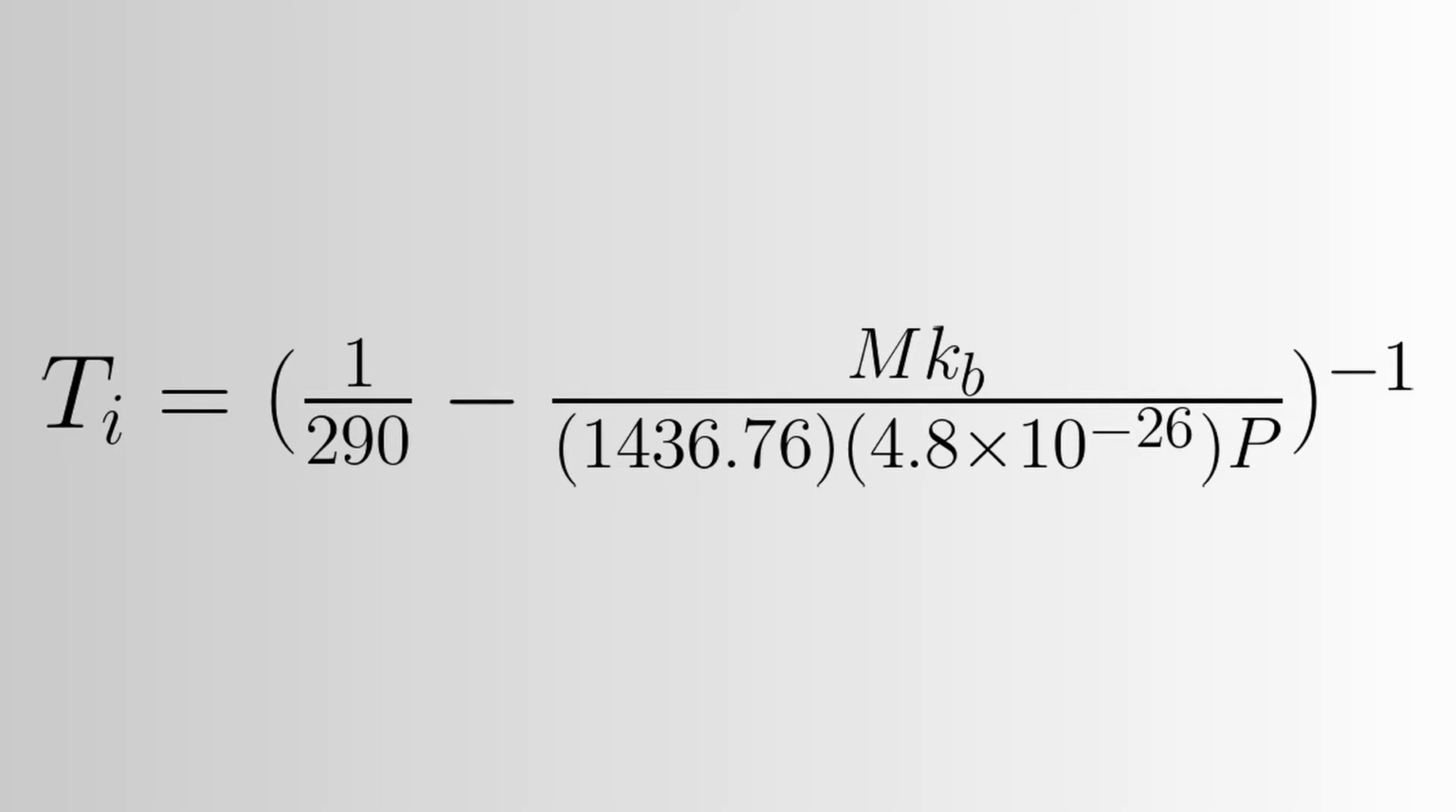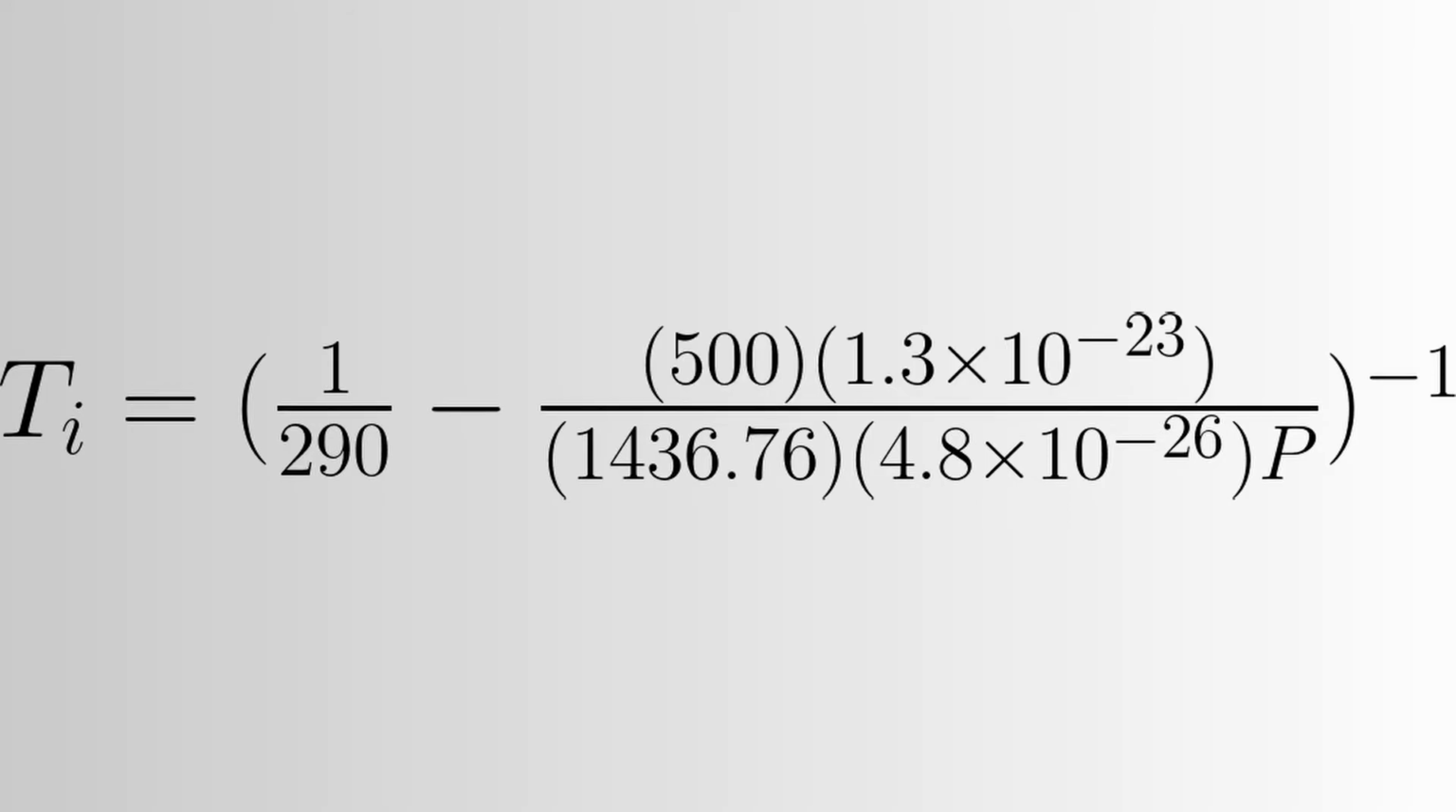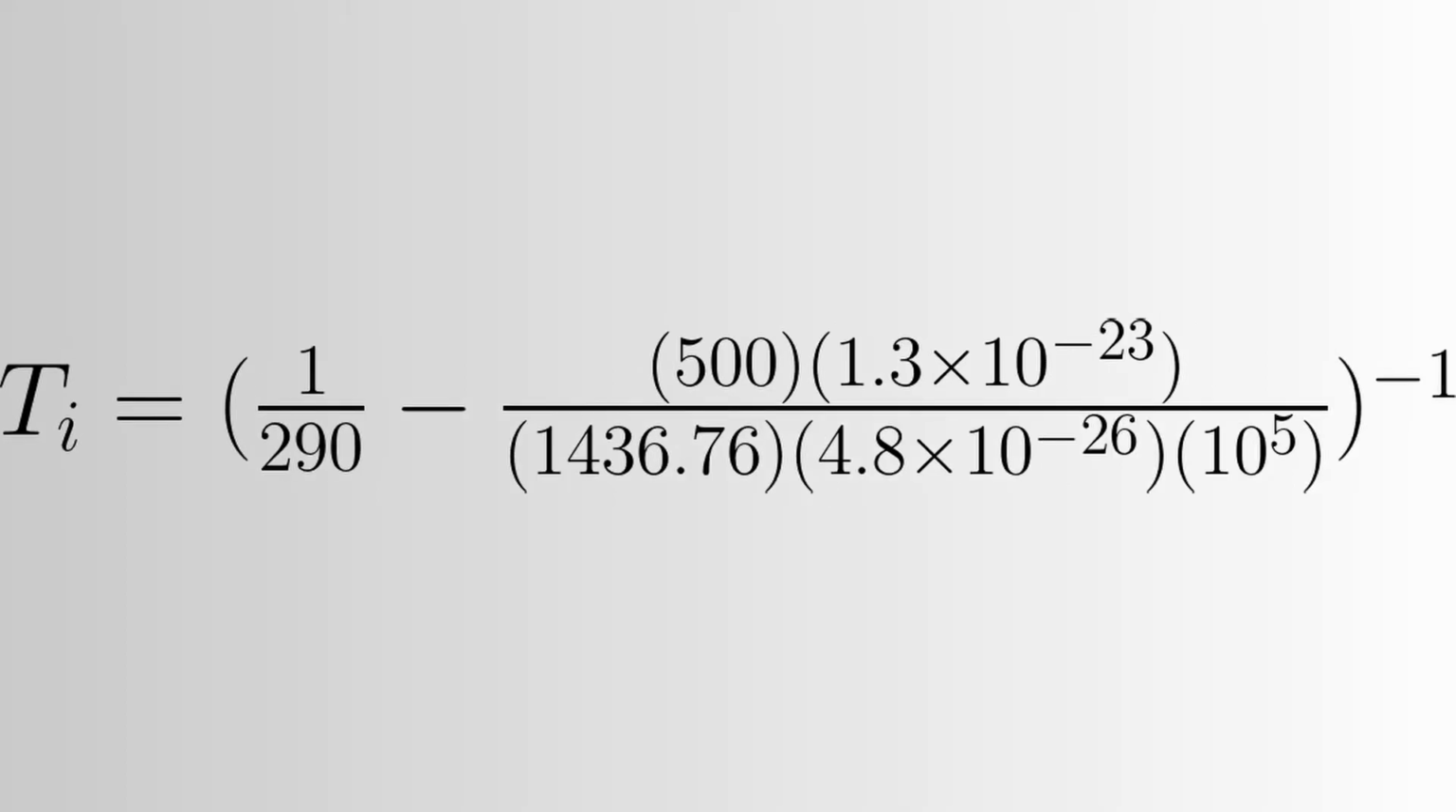We are given that the mass of the entire system is 500 kilograms. The Boltzmann constant will also be plugged in, and for pressure, we will use standard pressure of 10 to the 5th newtons per meter squared. All of this together gives us a final internal temperature of the balloon of 408.25 degrees Kelvin. And this is plausible due to the fact that the air inside would need to be warmer in order to have a lower density to allow it to have an upward buoyant force.